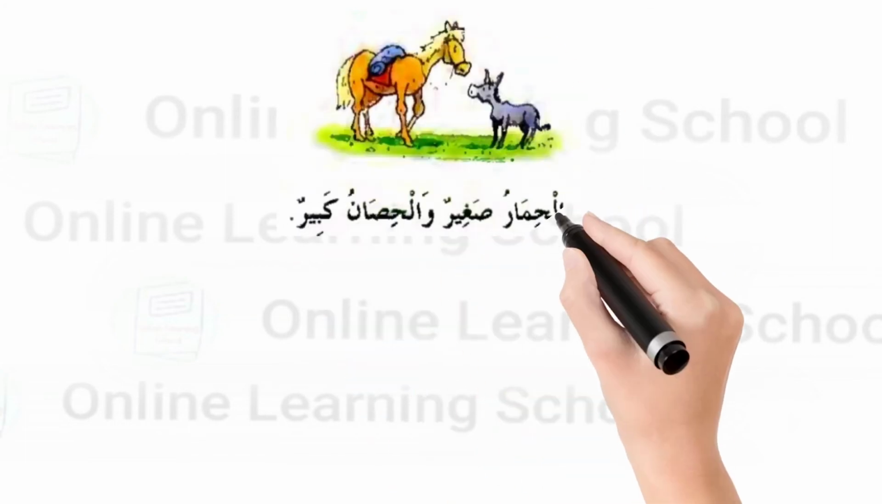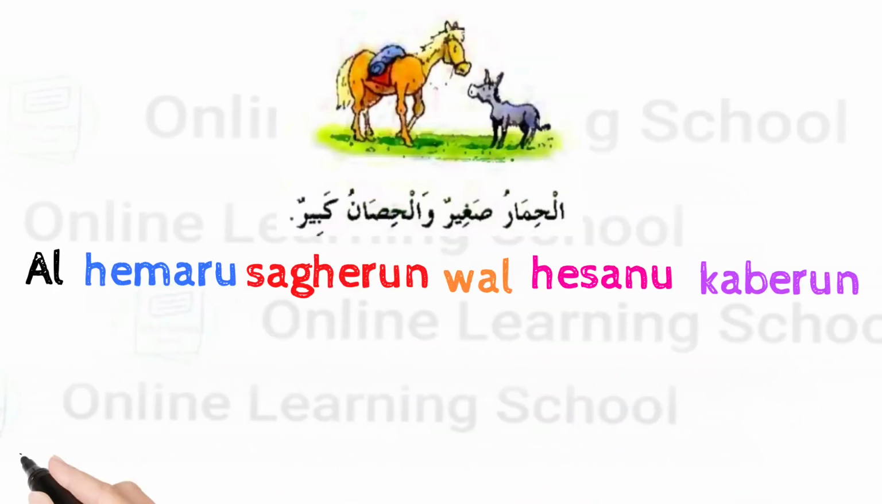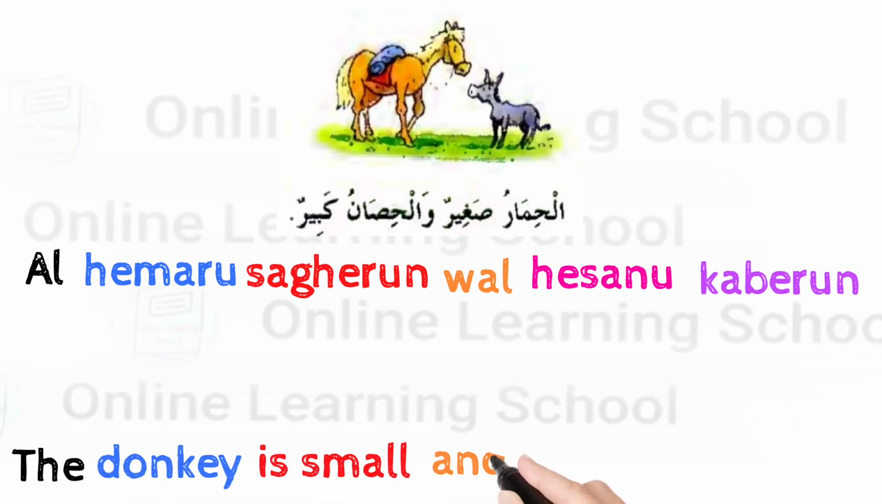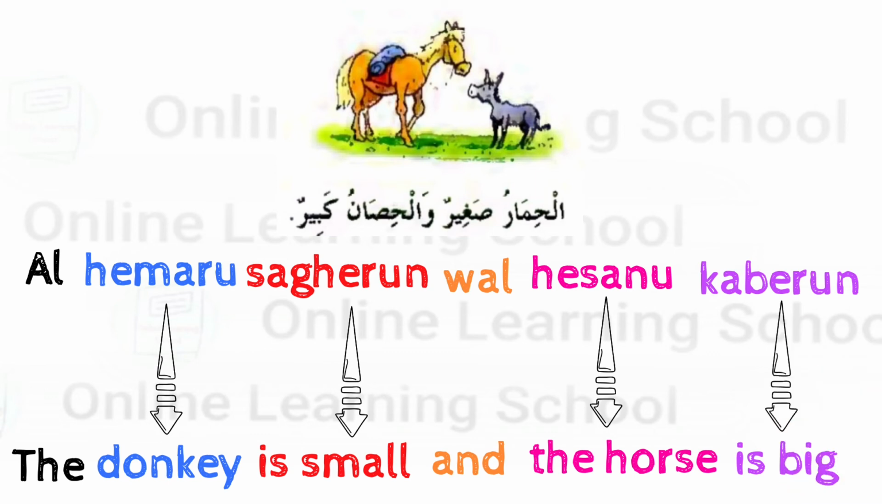Okay, next one is Al-Himaru Saghirun wal Hisanu Kabirun. The donkey is small and the horse is big. Himar means donkey, Saghir means small, Hisan means horse, and Kabir means big.